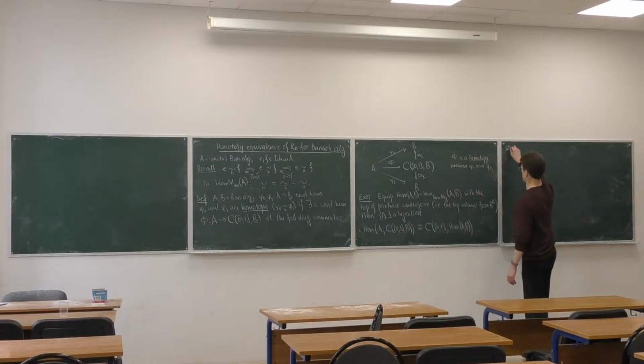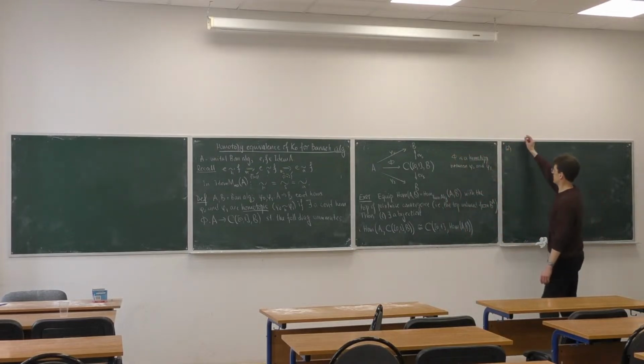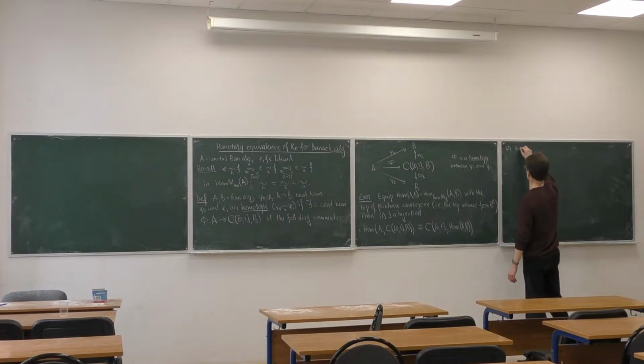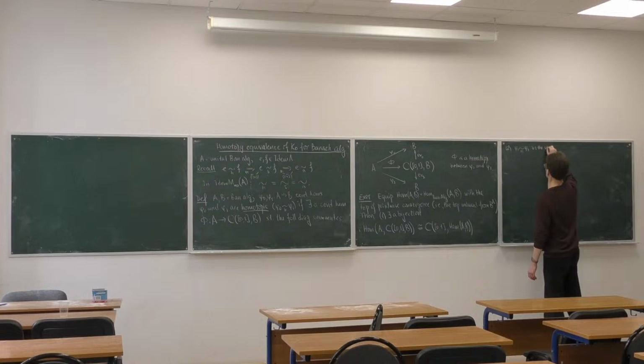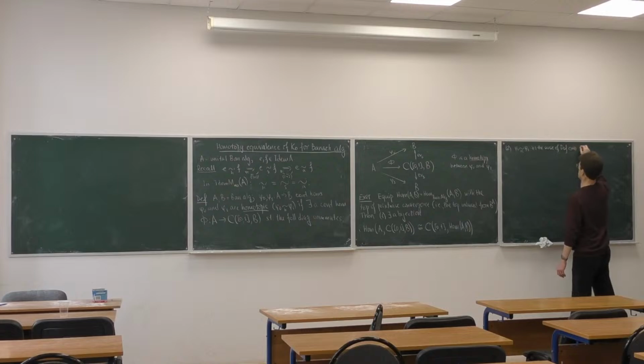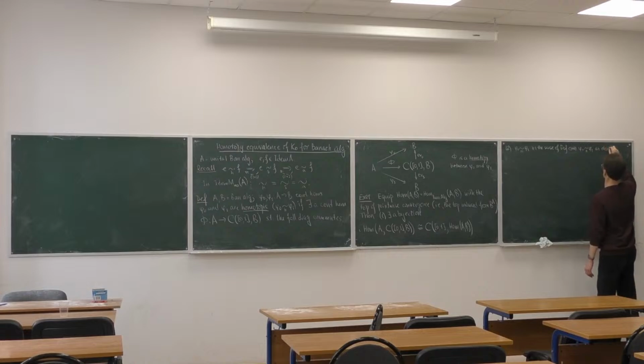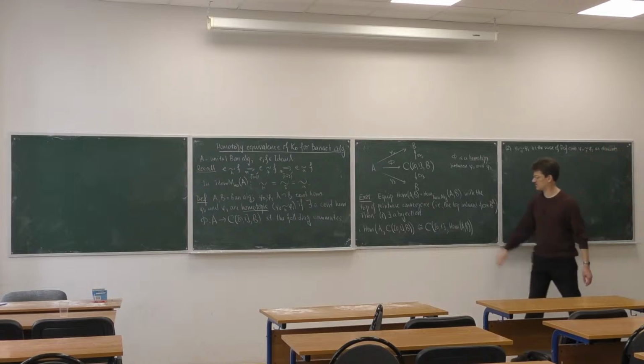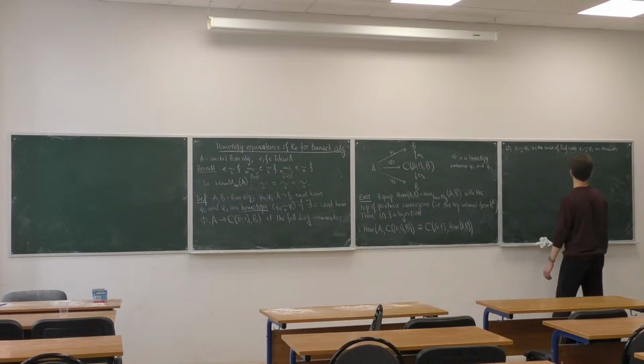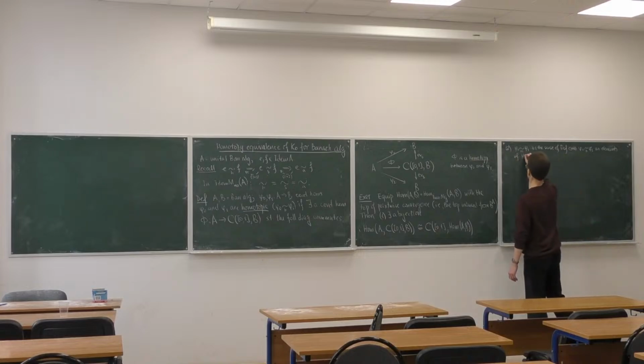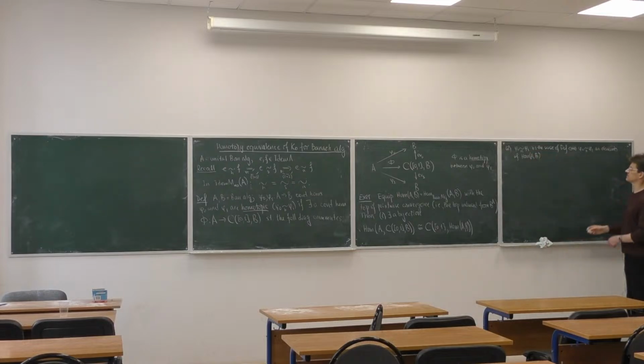And as a corollary of this bijection, we see that two homomorphisms from A to B, phi 0 and phi 1, are homotopic in the sense of this definition if and only if they are homotopic as elements of this topological space, the space of homomorphisms from A to B. That is, there is a continuous path in the set connecting phi 0 to phi 1.